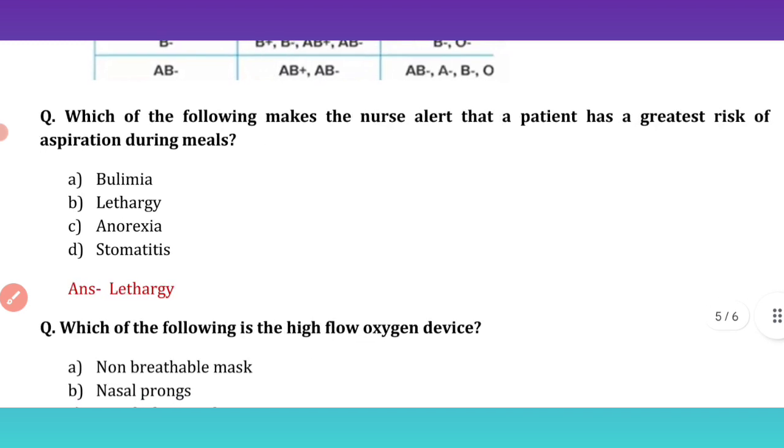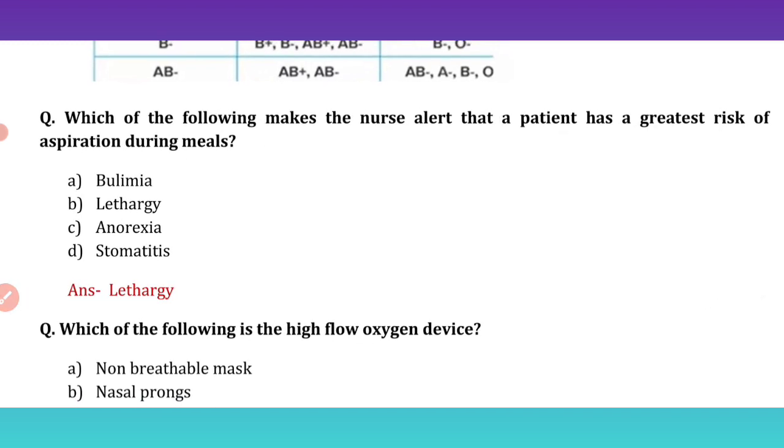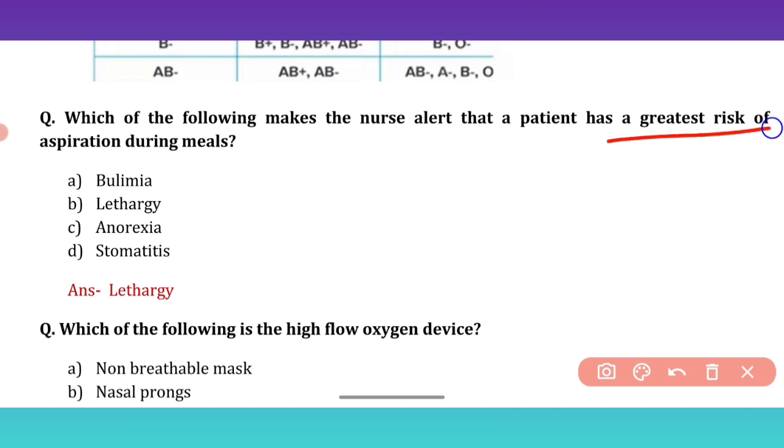The next question is, which of the following makes the nurse alert that a patient has the greatest risk of aspiration during meals? It is a very easy and simple question, but still you need to think a little. And here they have given 4 options. Before seeing the options, let's see the keyword here. Which is the keyword? The greatest risk of aspiration during meals. Okay, so which patient will have the greatest risk of aspiration among these 4 options?